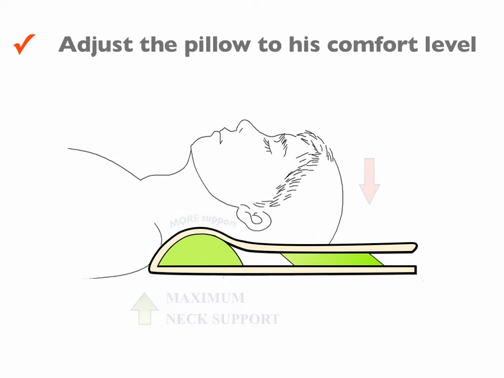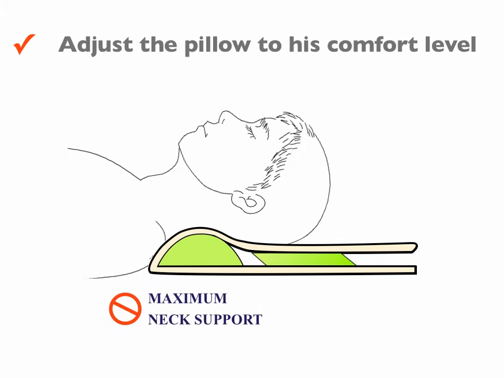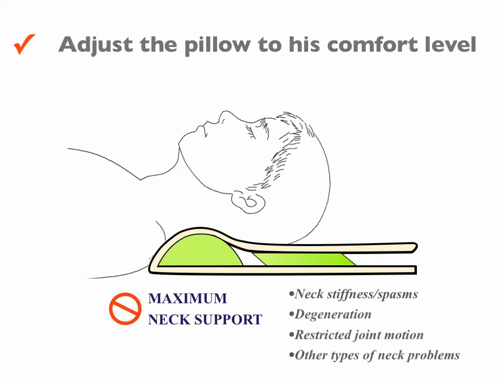John preferred that his head insert is about 1 inch away from the neck insert. This means that he's not able to receive maximum neck support because he either has neck stiffness, spasms, degeneration, restricted joint motion, or other types of neck problems. With this position, John's head is supported more and there's less support on the neck.